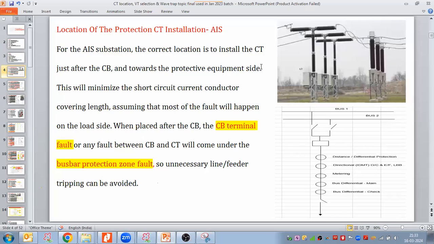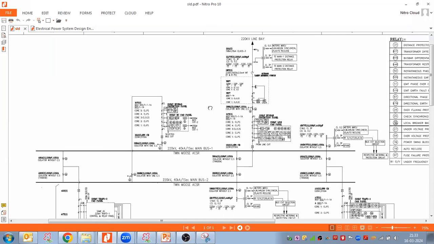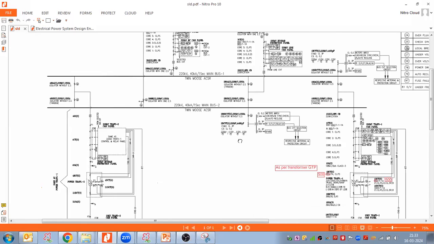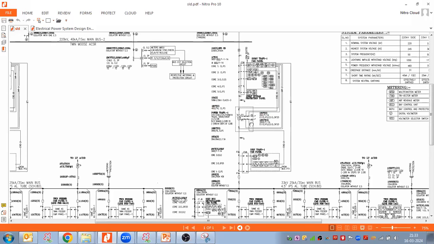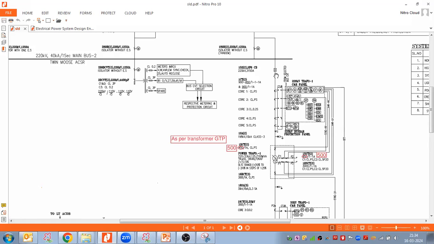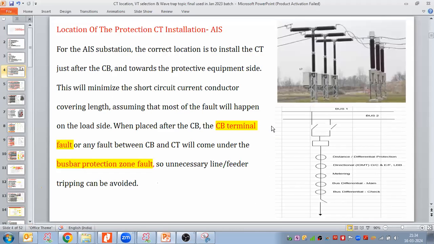Protective equipment side means, if I take this single line diagram, here I have the line bay. In this case the protective equipment, or protection zone, would be my line zone. The line bay would be my protective equipment. When it comes to the transformer bay, my transformer is the protective equipment. I need to protect the transformer in this bay. So it means the CT would be installed towards the transformer, right?